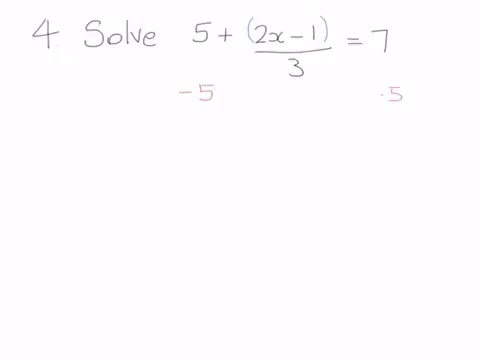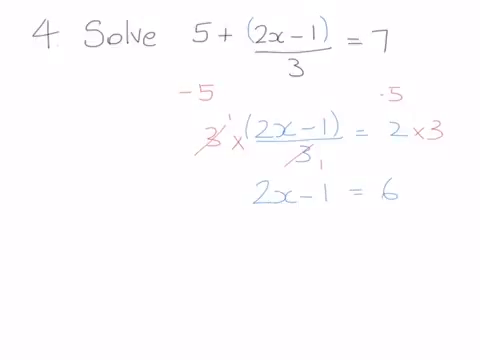So we end up with 2x minus 1 all over 3 equals 2. Then the 2x minus 1 is still in brackets, it's divided by 3. The opposite of dividing by 3, timesing by 3. We do the same to the other side. The 3's cancel, leaving 1s that we don't really need to worry about. So we've got 2x minus 1 equals 6. Then adding 1 to both sides, so we get 2x equals 7.